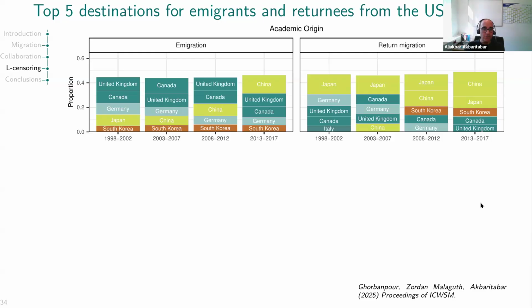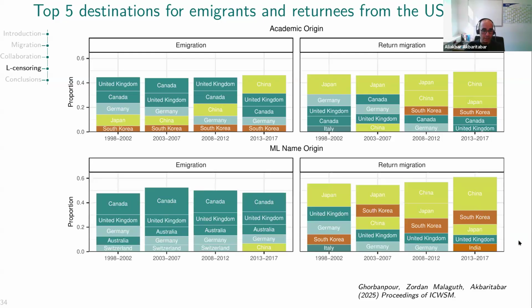Now, if I add the country that we assign based on machine learning, the picture changes. We can see that most of the scholars whose country of name origin is the United States, or who have English names, go to Canada or, let's say, the United Kingdom. But when we look at those who start their career in the United States and have Japanese names, we can see that after we have observed the moves that are happening, many of those going from the United States to Japan have Japanese names.